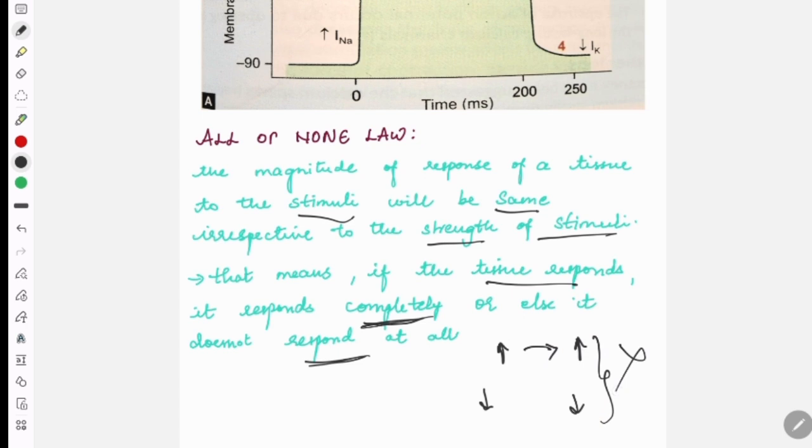This doesn't occur. Okay, if you give a stimulus equal to or more than the threshold stimulus, only at that time the contraction will occur. It is not that if you give more stimulus there is more contraction, and if you give less stimulus there is less contraction. That does not occur. That is what the law is explaining.